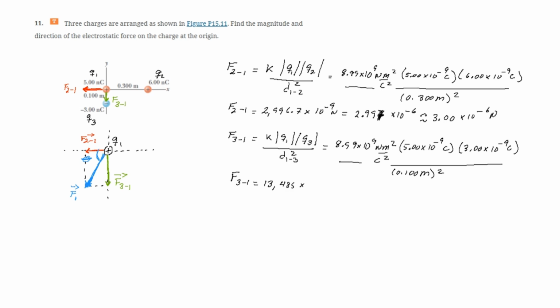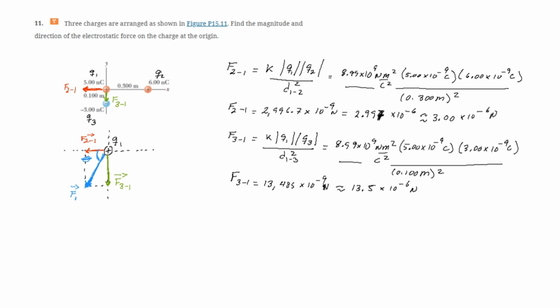So we can write this with the same power of 10 that I have for my force of 2 on 1, so I can combine the forces more easily later. So it's now approximately 13.5 times 10 to the negative 6 newtons. I didn't write it as 1.35 times 10 to the negative 5 because I want to have the same power of 10, 10 to the negative 6, for these two forces.